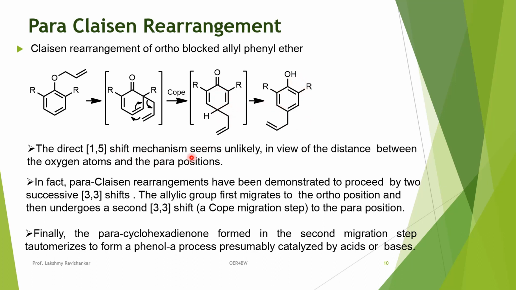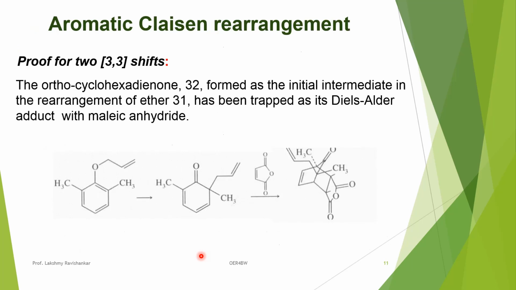So the direct 1,5 shift mechanism is unlikely because of the distance between the oxygen and the para position. So it has been demonstrated to proceed by two successive 3,3 shifts. The first is your conventional Claisen rearrangement, and the second is your Cope rearrangement. And once this is formed, this immediately undergoes tautomerization to the phenol, which is a non-concerted process catalyzed probably by acids or bases. Now, what is the proof that there are two 3,3 sigmatropic shifts involved?